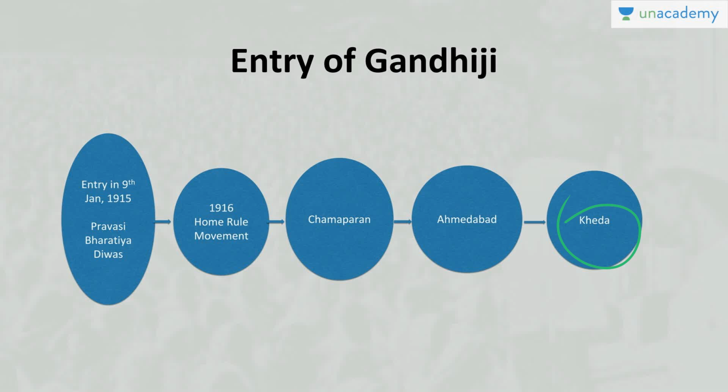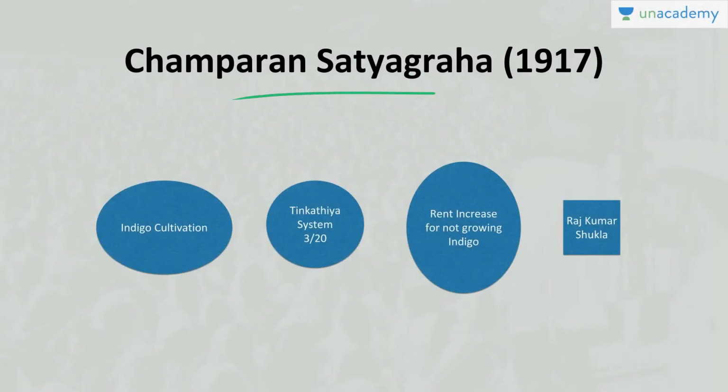And in the next 2 years, he did these three in this order. Sometimes they ask this order also. So CAKE, like cake, I remember it like cake: Champaran, Ahmedabad Mill Strike, and the K is for Kheda Satyagraha. Now let us see Champaran Satyagraha, 1917.